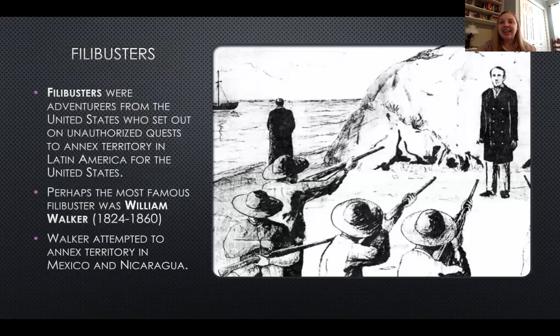Another demonstration of this idea of expansion and manifest destiny were filibusters. So filibusters were individual private citizens, adventurers who would raise their own funds, build their own little small armies, and go try to conquer and annex territory in Latin America for the United States. So probably the most famous is William Walker. Here is a picture of him being executed by Costa Rican firing squad. His story is really interesting.